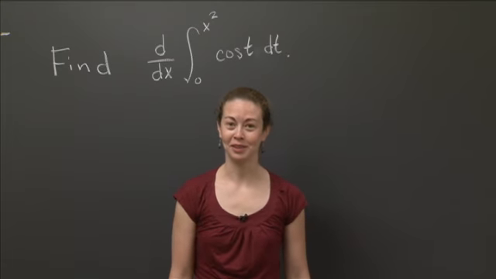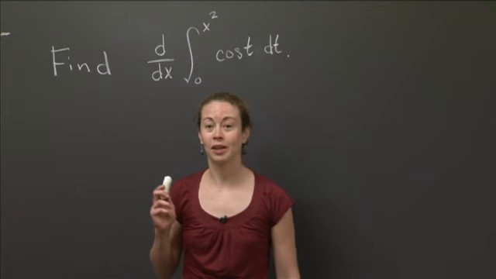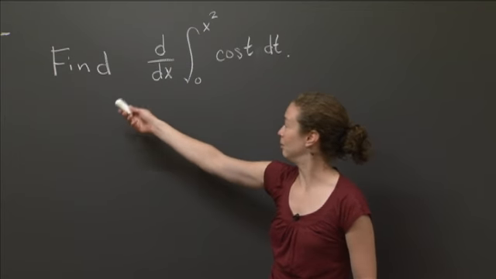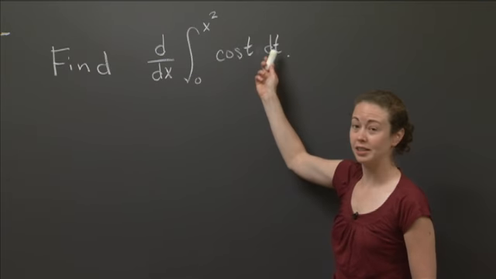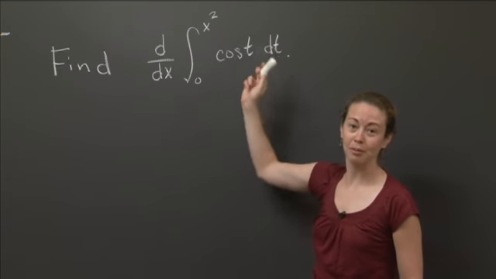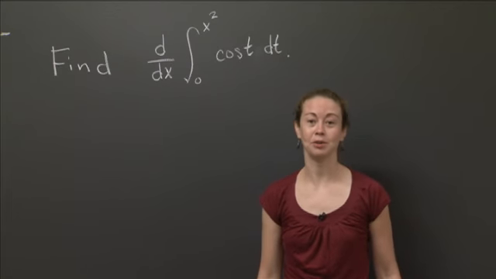Welcome back to recitation. In this video segment, what I'd like us to do is work on the following problem. Find d/dx of the integral from 0 to x squared of cosine t dt. I'm going to give you a moment to think about it, and then I'll come back and show you how I do it.